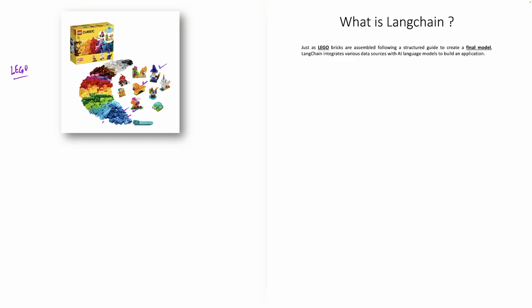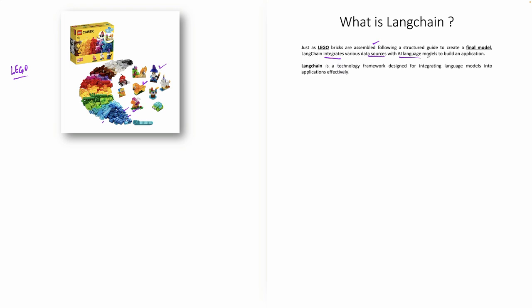In the same way, LangChain allows you to use pre-built models or modules for common tasks. So you can customize and combine these modules in new ways to create complex language applications which are tailored to specific needs. Just try to understand that as with Lego, you just join specific modules. In the same way in LangChain, you are joining everything together and reusing it with your large language models, right? So here it clearly says, just as Lego bricks are assembled following a structured guide to create a final model, LangChain integrates various data sources with AI language models. Or let's say you want to integrate multiple LLMs, like Llama and ChatGPT, OpenAI. If you want to combine all those, then you would have to utilize LangChain, right?